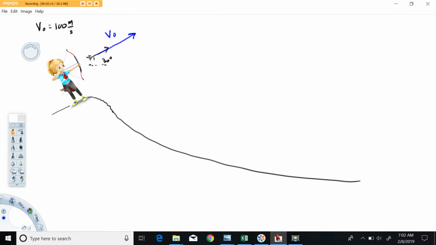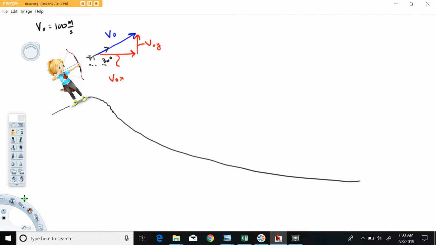Now, vectors can be broken down into components. So what we're going to do is take this blue vector and draw it in component form here. It has an x component to the right and a y component up. I would normally call this something like v sub o x direction, v sub o y direction.